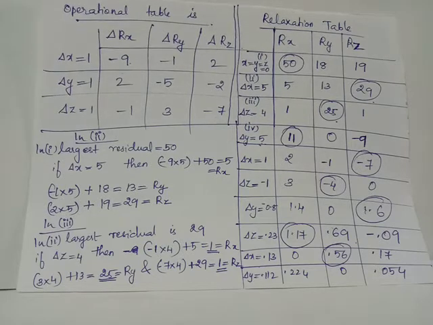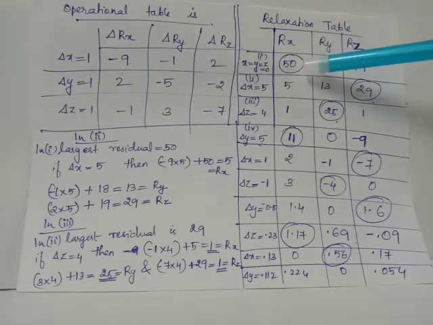From among these values of residuals, we will identify the numerically largest residual, or first we will take the absolute values of all the available values of residuals and we will identify the largest among the three. Our intention is to reduce the largest to the smallest, and for this we will make use of the operational table. We have 50 as the largest of all the three and we wish to reduce 50 to 0 or nearly to 0 or a very small value.